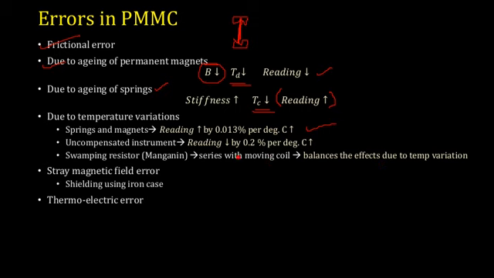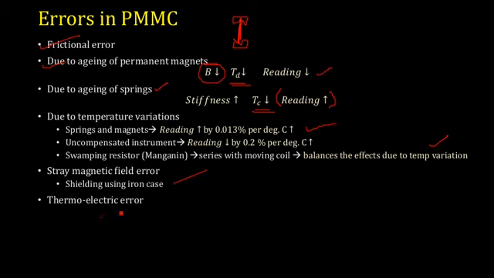Now you can see that the reading is increased here, and the reading is decreasing here. So this inherently balances. Still you have some higher error due to the change in temperature at the copper side. So that can be balanced by using swamping resistance. So this will be balancing the effects due to temperature variations. Now the stray magnetic field errors can be reduced by shielding the iron parts using an iron case.